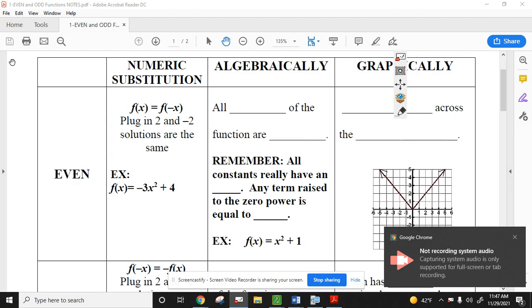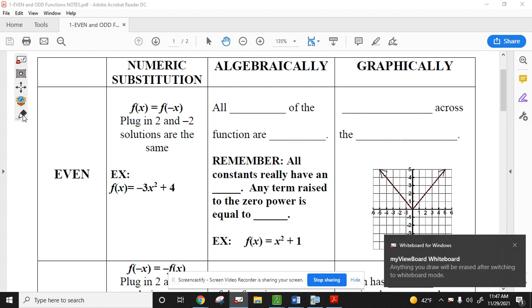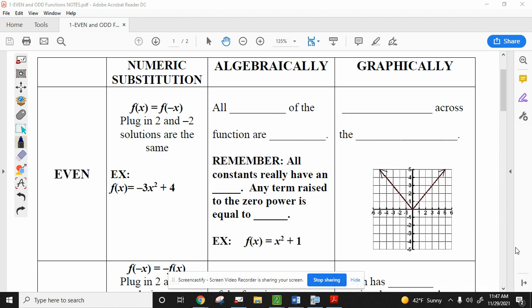Okay, so what we're going to do today is talk about how to figure out whether a function is going to be called even or odd. And there are three different ways to do this, just depending on what you're given. So if you're given a function, you can either look at it with a substitution method, which is the easiest, I think, or we can look at it algebraically.